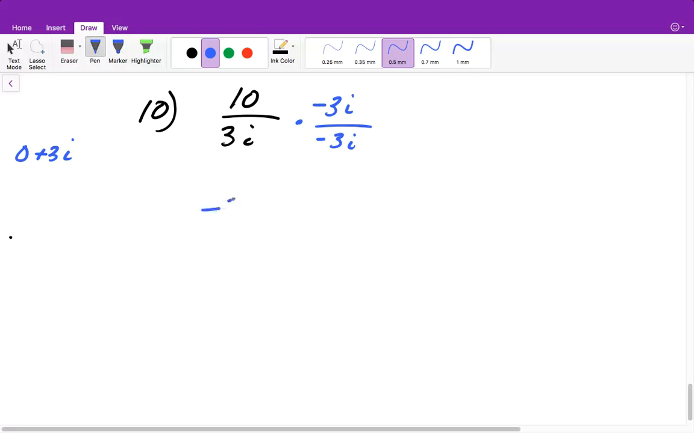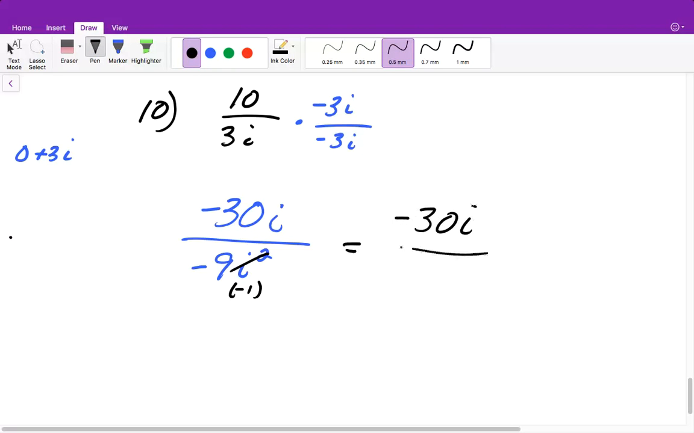10 times negative 3i is minus 30i. 3i times negative 3i is minus 9i squared. However, i squared we know is equal to negative 1, and negative 9 times negative 1 is going to be equal to 9, so we have negative 30i over 9. And then we reduce. Both of these are divisible by 3, so our final answer would be negative 10i over 3.